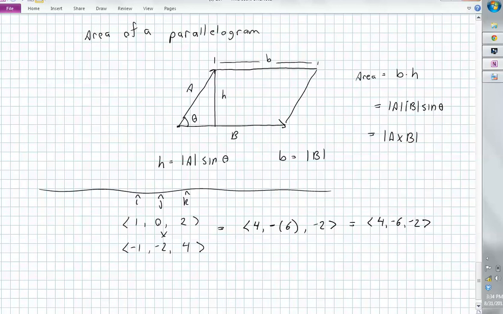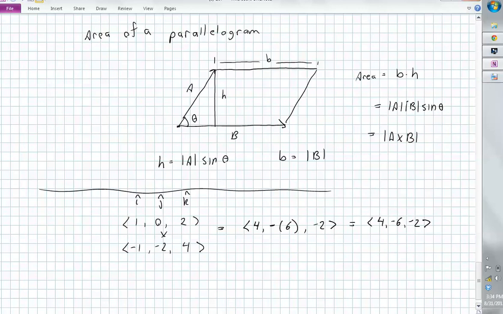We sure do. 4 times 1 plus 0 times -6 plus 2 times -2. 4 minus 4, 0. How about the other vector? -4 plus 12 minus 8. Yep. It's perpendicular to both of these vectors. Doesn't necessarily mean that that's the cross product, but at least you found a vector that's perpendicular to both of them.